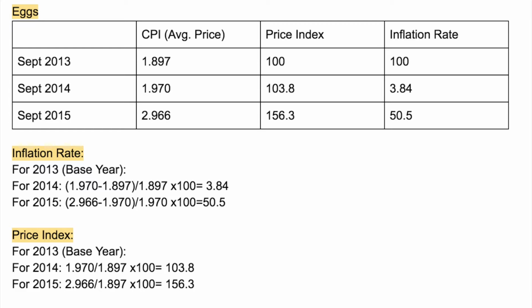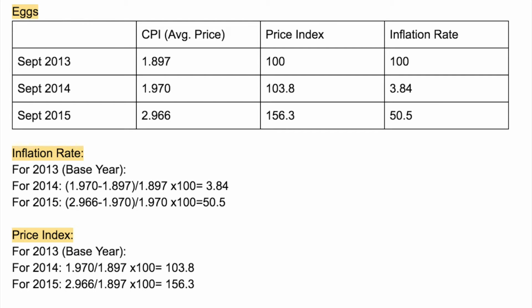We inserted the CPI in the current year, which was 1.970, minus the previous year, which was 1.897, divided by 1.897 times 100, which gave us 3.84% inflation rate for 2014. For 2015, we inserted the current year, which was 2.966, minus the previous year, 1.970, divided by that previous year times 100, which gave us 50.5% inflation rate.